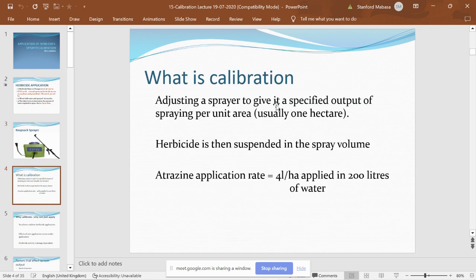So what is calibration? It is adjusting a sprayer to give it a specified output or spraying per unit area, usually 1 hectare. Herbicide is then suspended in the spray volume. For example, the application rate for atrazine could be 4 liters per hectare applied in 200 liters of water.